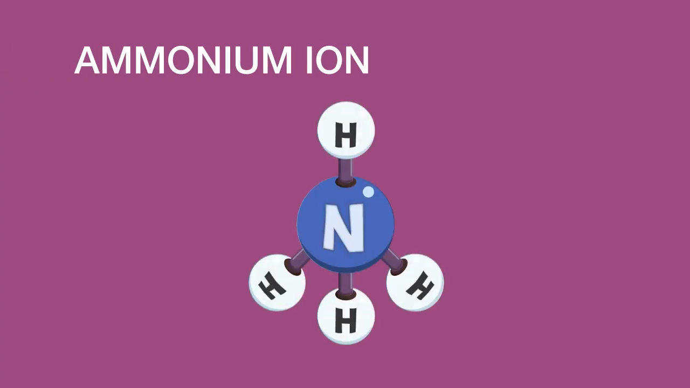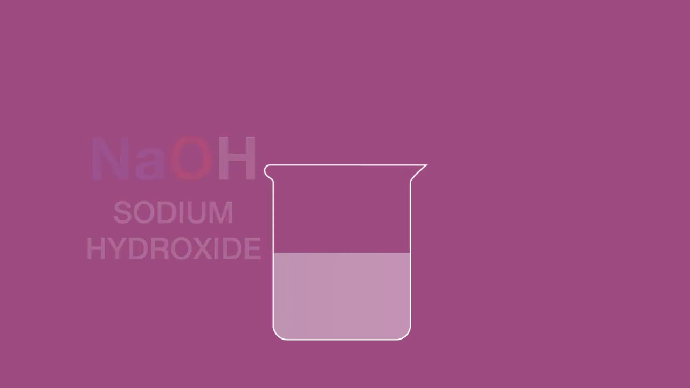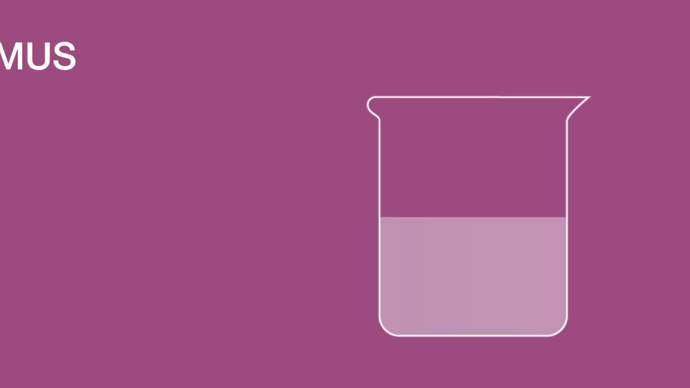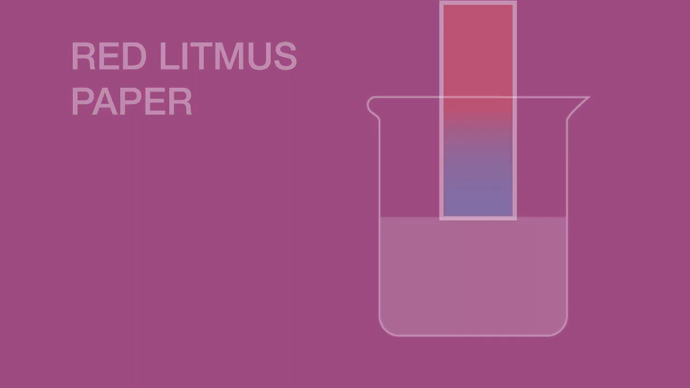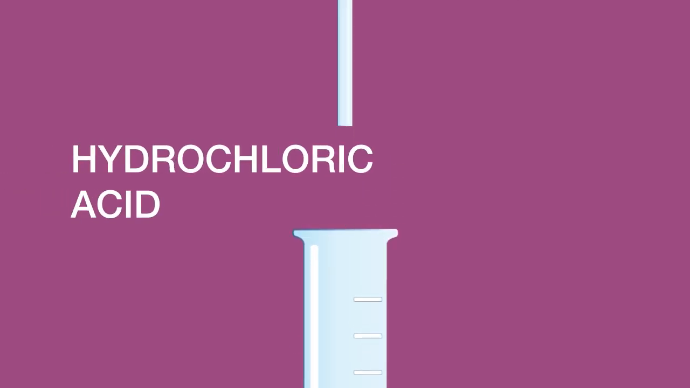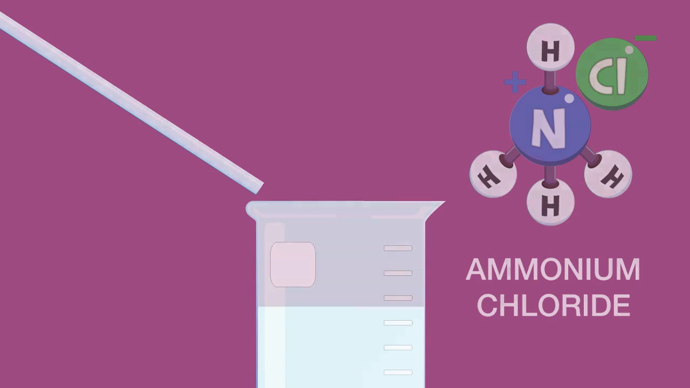To test for the ammonium ion, add aqueous sodium hydroxide and warm in a water bath. Ammonia is formed, and its presence can be detected using red litmus paper, which turns blue. Alternatively, a glass rod may be dipped in concentrated hydrochloric acid and held near the mouth of the reaction vessel. Ammonium chloride, in the form of a thick white smoke, should form.